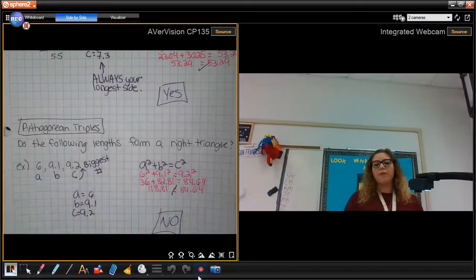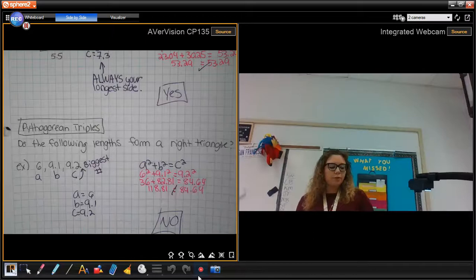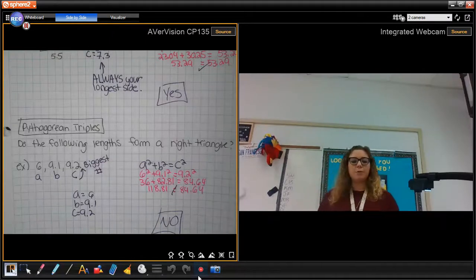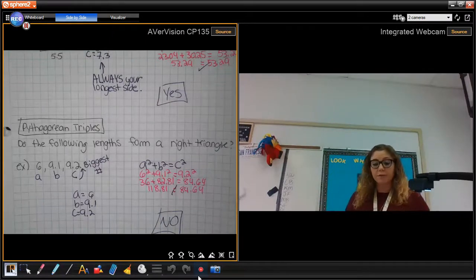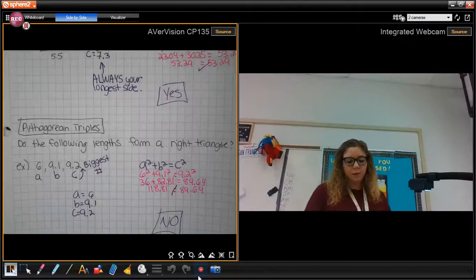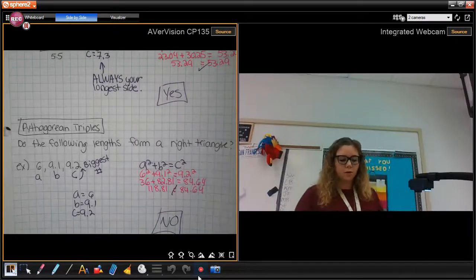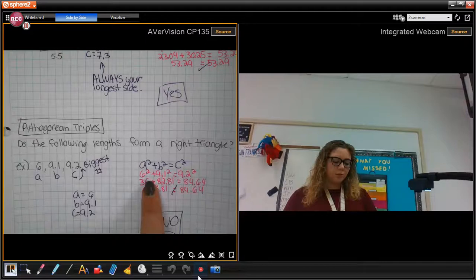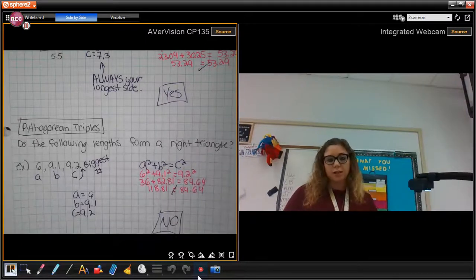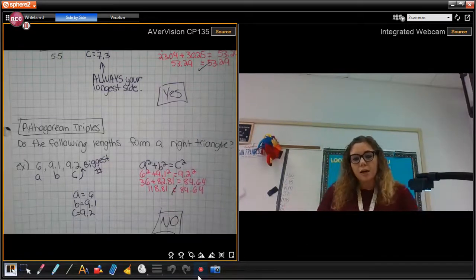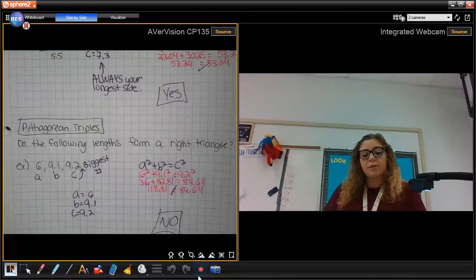So don't let vocabulary confuse you. If you see Pythagorean triple, you're really just seeing if it's a right triangle or not. You're just plugging in numbers, seeing if both sides equal each other, and that's how you prove it. Now you can do practice problems. Again, you have some more of these notes from last week, so just flip back if you want some more practice problems on that.